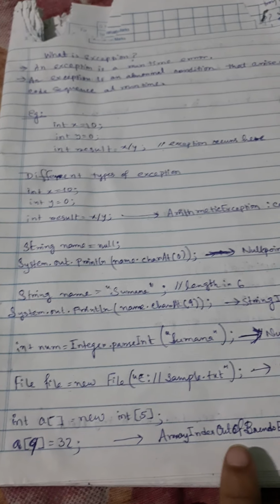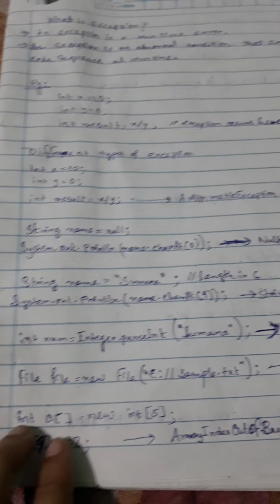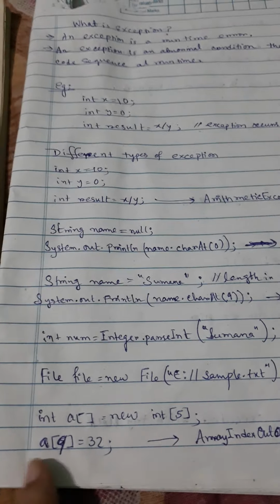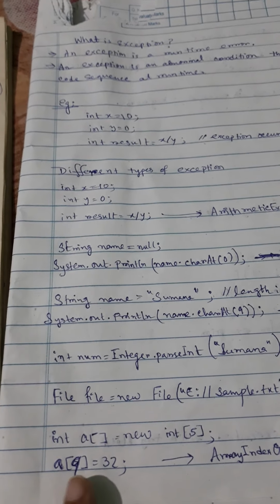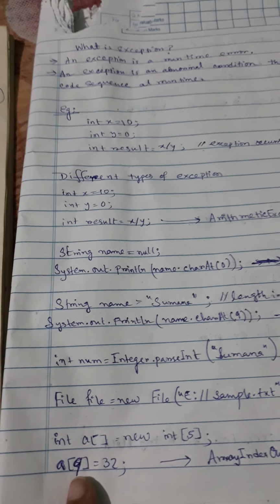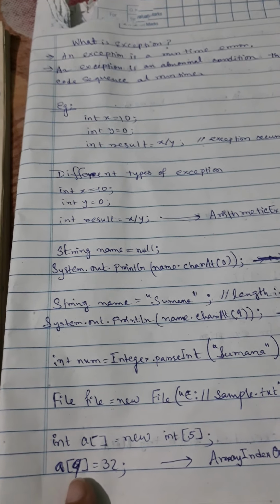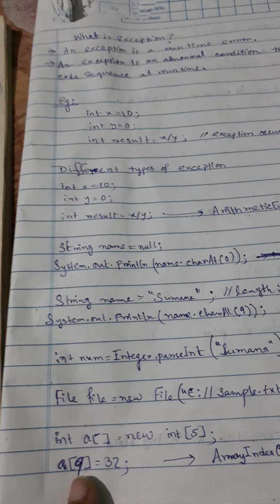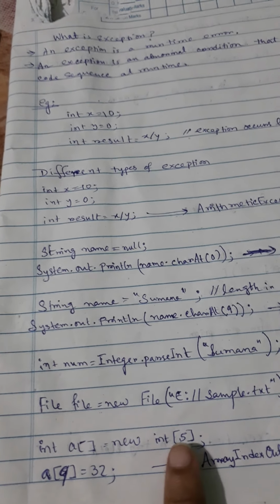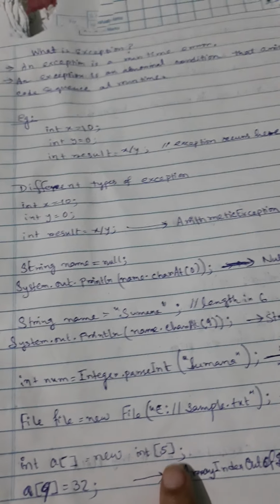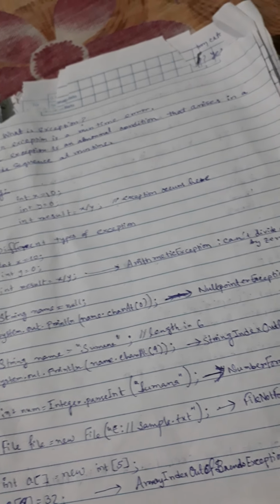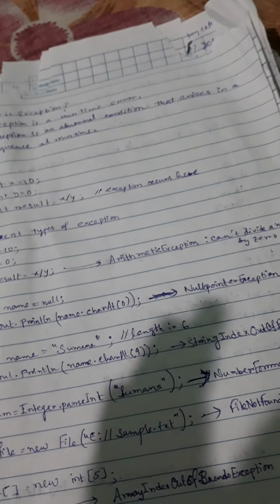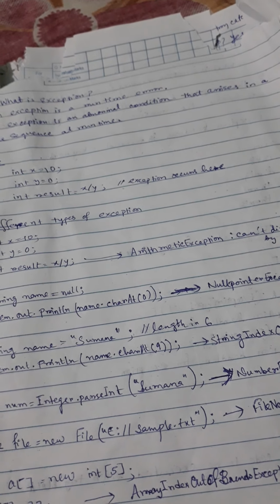Next is array index out of bound exception. Your array size is 5 and you want to put the value 32 in position 9, but position 9 of the array is not present. You declared only up to 5 positions of the array, so it will show the error array index out of bound exception. These are the main types of exception.